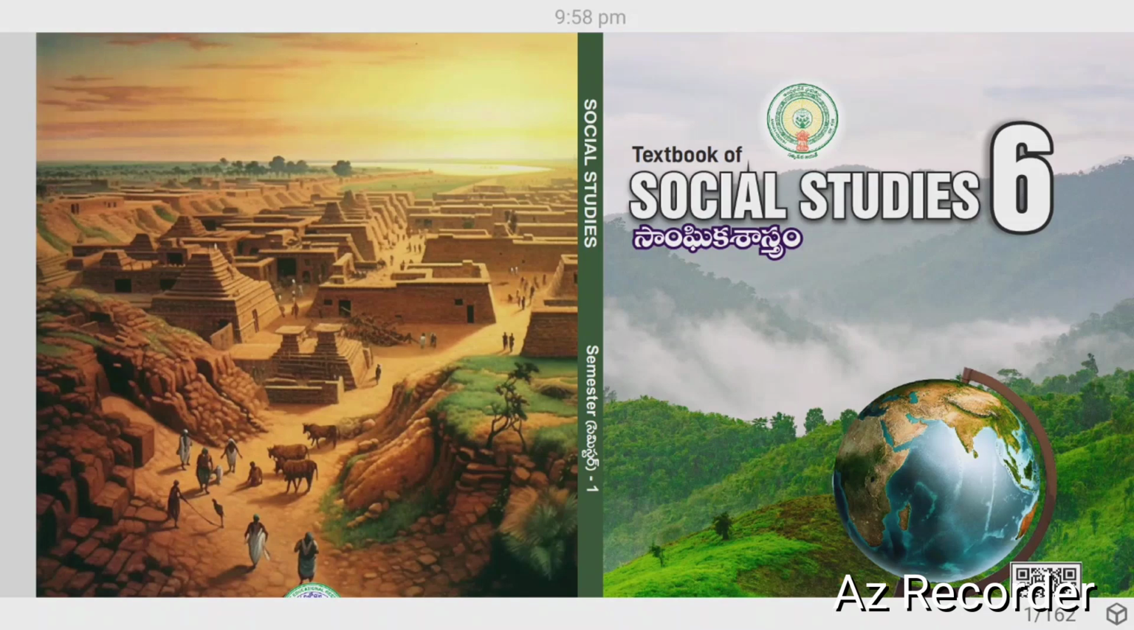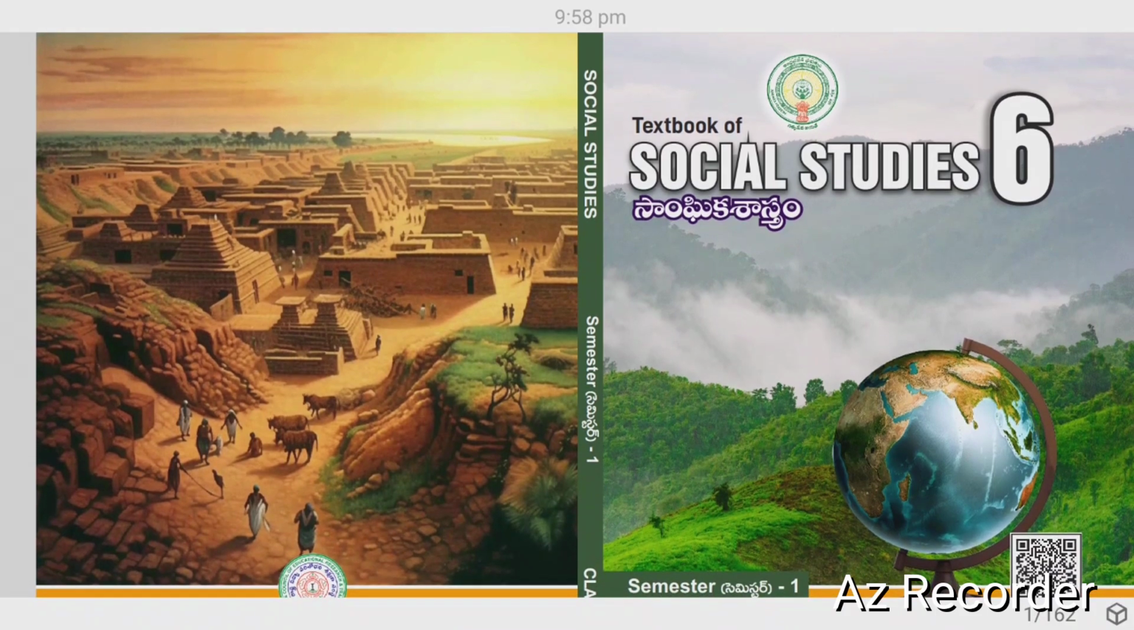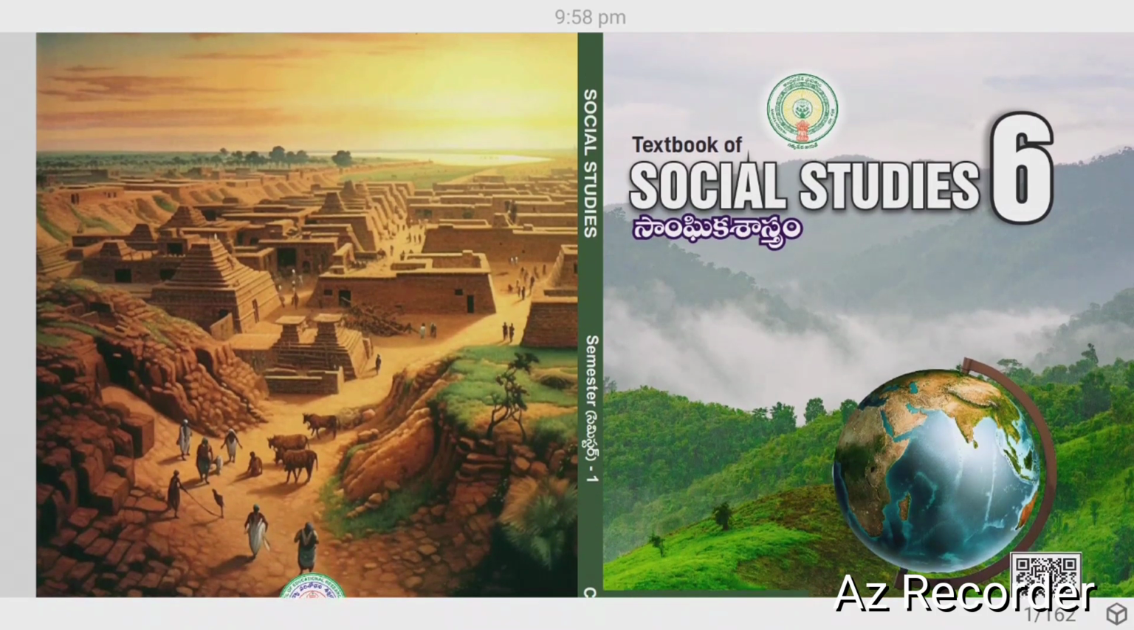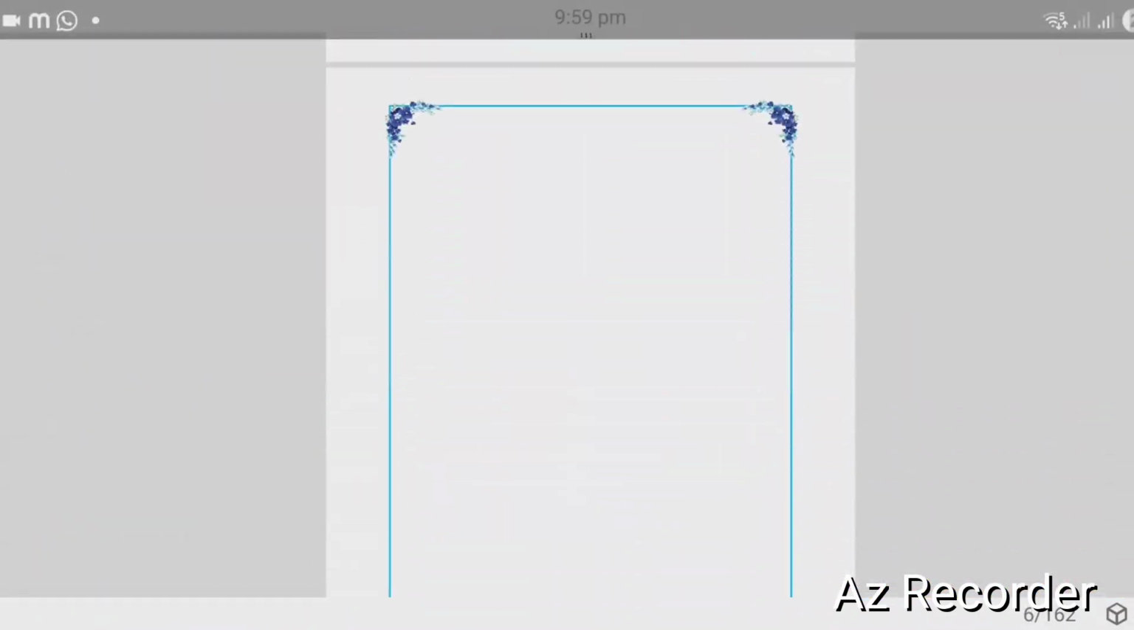Everyone, today we are going to start the social studies lessons from class 6. This is useful for competitive examinations as well as NCERT based CBSE and SCERT also. This is the book of class 6. Today we are going to start the lessons from this one.